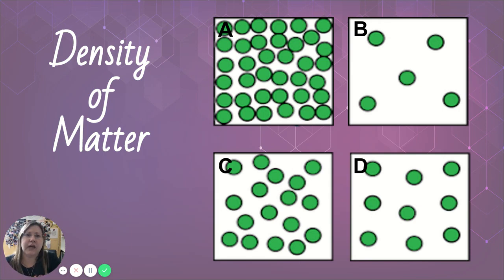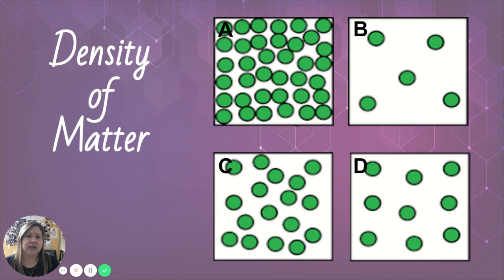So this is looking at the molecular structure of different phases of matter, and just to kind of give you an overview of how molecules that are varying densities will act. So if you look at A, we have a bunch of molecules that are packed into the same amount of space as these other squares. B, they're kind of spread out. C, they're spread out a little bit. D, spread out a little bit more.